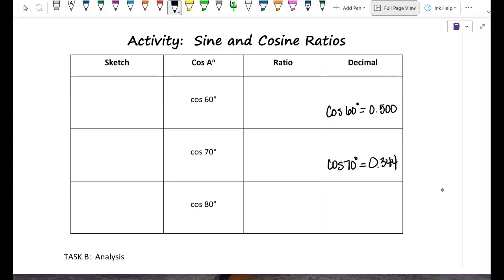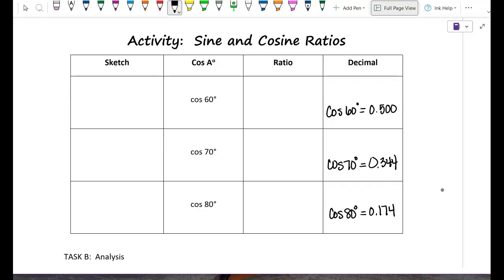And Matthew, what did you guys get for the cosine of 80? 0.174. So again, you notice none of these answers are greater than 1. Every single one of these answers is between 0 and 1. And again, that comes back to the fact that the hypotenuse is the longest side of a right triangle, and it's the divisor in each case. So you're dividing a smaller number by a bigger number, which means you have to have an answer between 0 and 1.